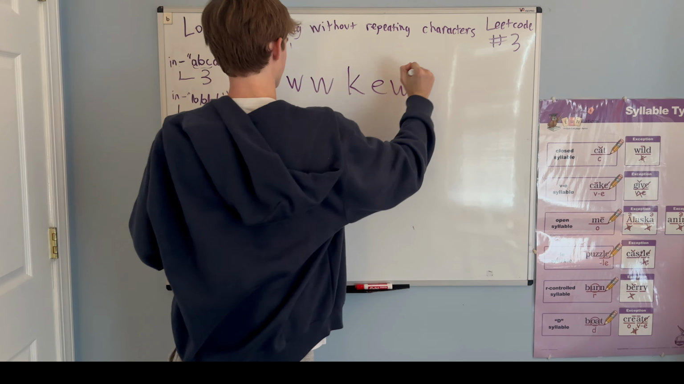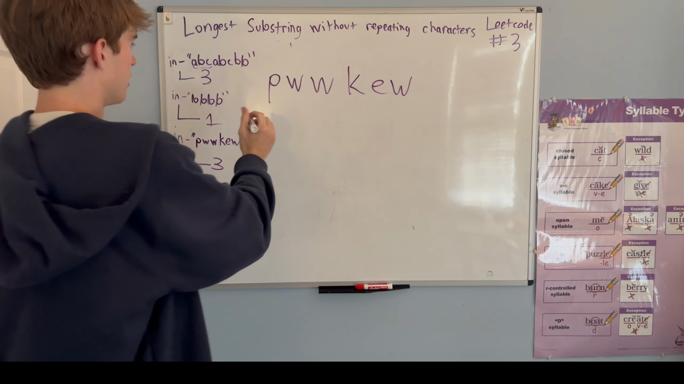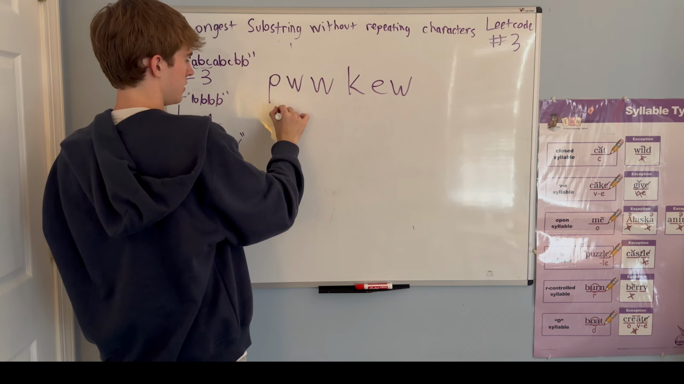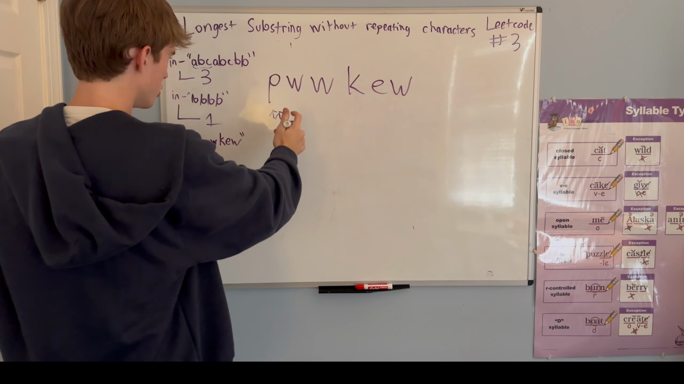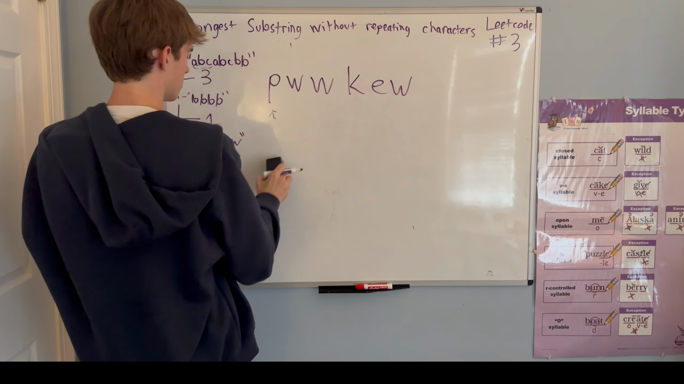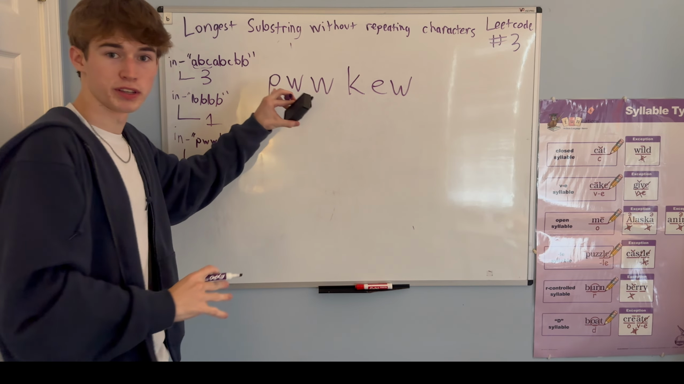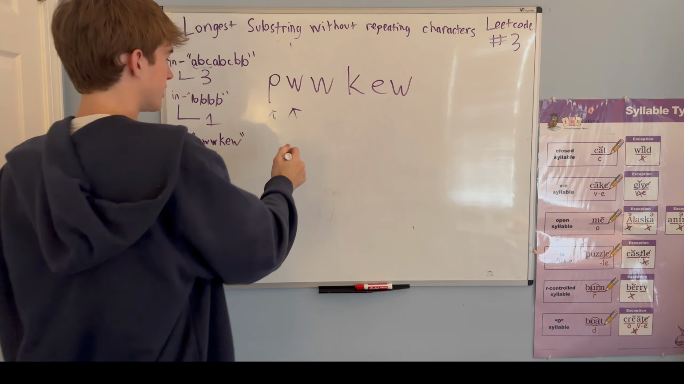Let's check for the other test cases. Does this work? Well, it starts here and here, right? And then we go to the right, and it sees W. Okay, so let's put W in here. Now we have these two definitely not continuous. Neither of these exist in our set.